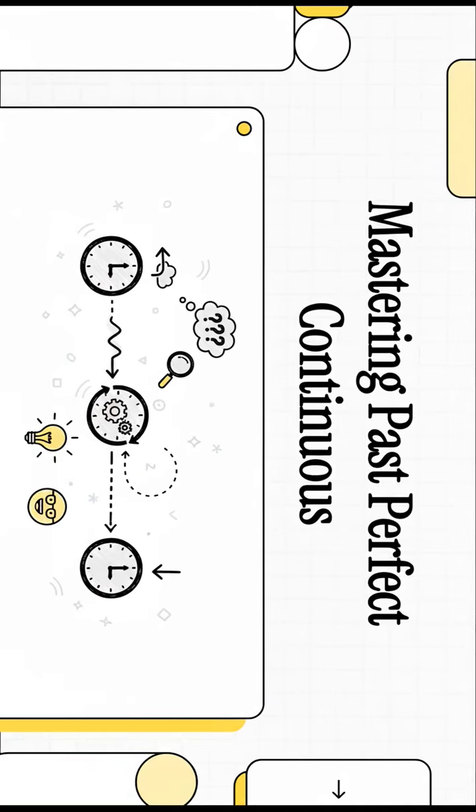Have you ever been telling a story and realized you needed a way to talk about something that was already happening before something else happened? You've probably run into this. Well, today we're going to solve that exact problem. We're breaking down the past perfect continuous tense. I know it sounds complicated, but trust me, it's actually a super useful and simple tool for telling richer stories about the past.